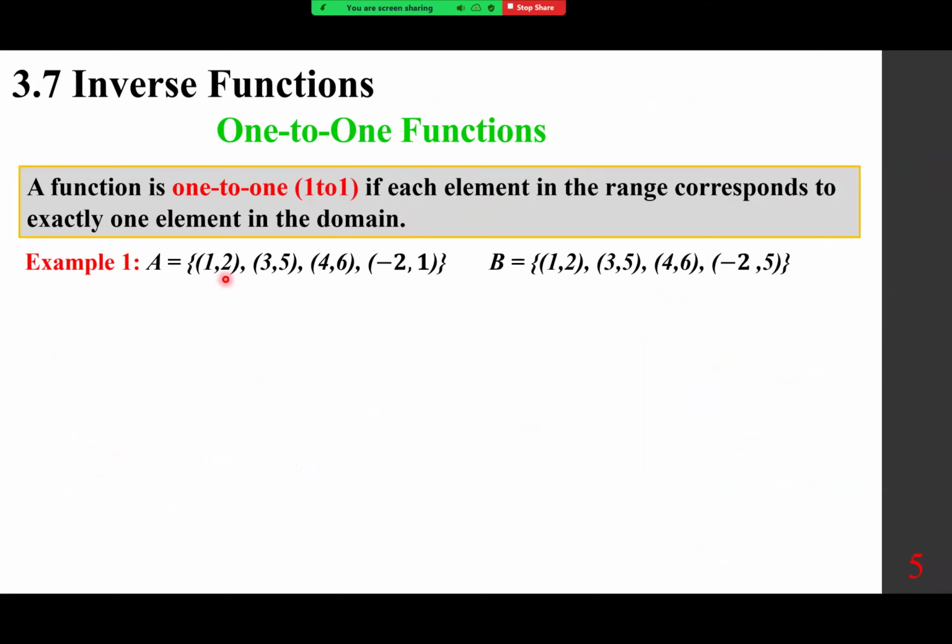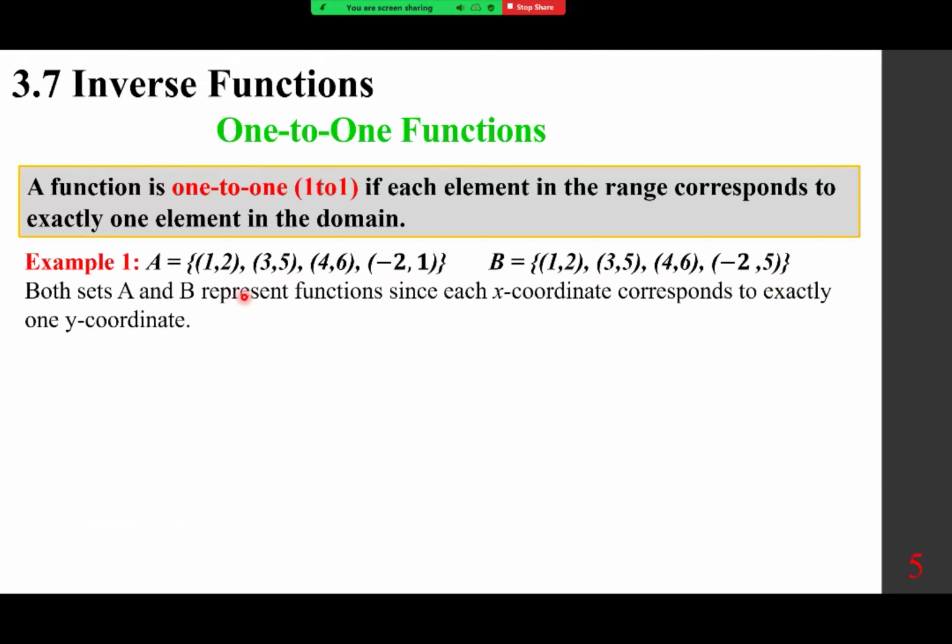So here's the example. A has the following pairs: (1, 2), (3, 5), (4, 6), (-2, 1). B has the pairs (1, 2), (3, 5), (4, 6), (-2, 5). Both A and B represent functions since each x coordinate corresponds to exactly one y coordinate. If you look at the x coordinates for A, 1, 3, 4, -2, they're all different. For B, 1, 3, 4, -2, they're all different. Therefore, both represent a function.